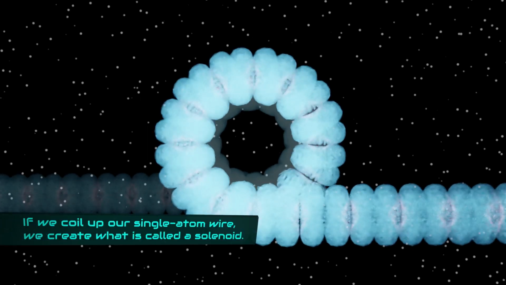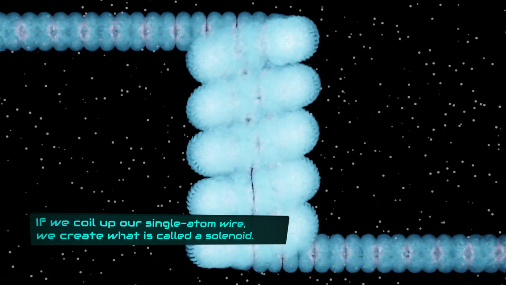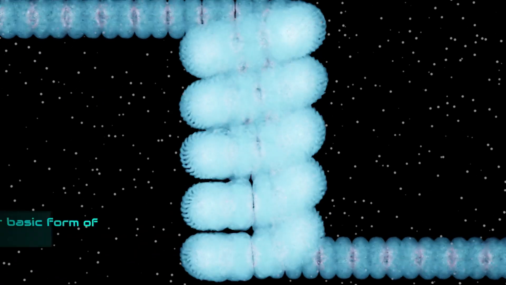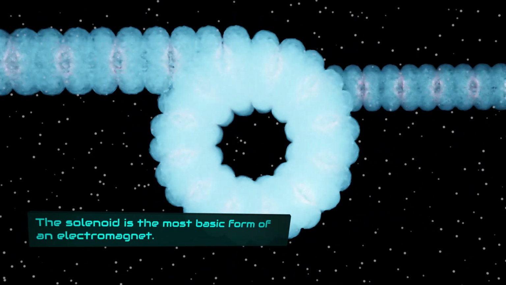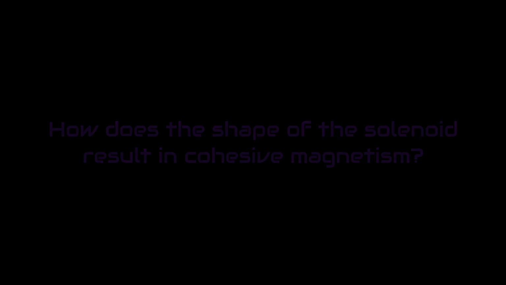Now, let's fashion a simple magnet. If we coil up our single atom wire, we create what is called a solenoid. The solenoid is the most basic form of an electromagnet. How does the shape of the solenoid result in cohesive magnetism?